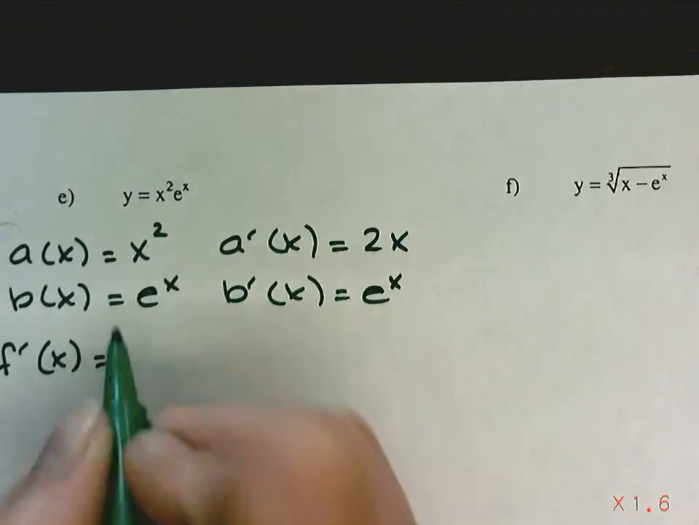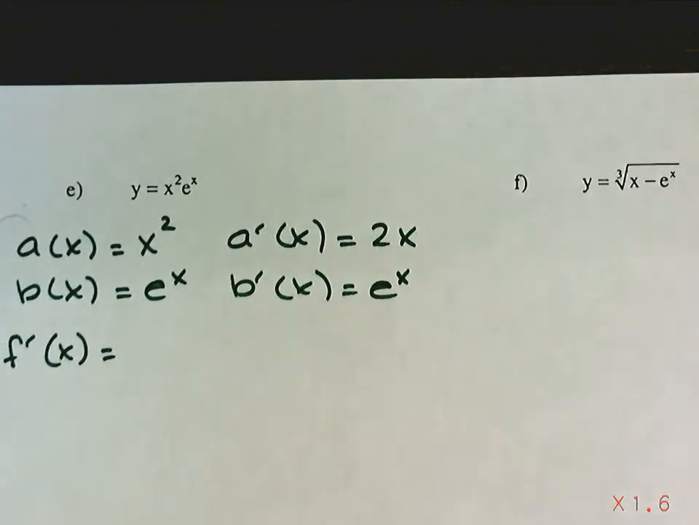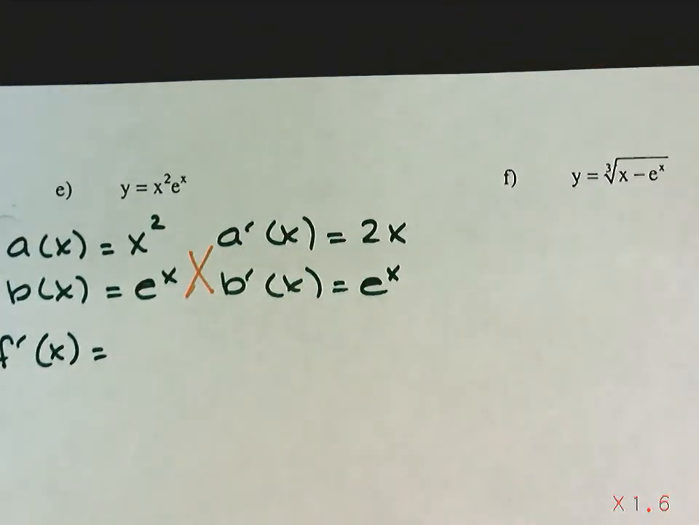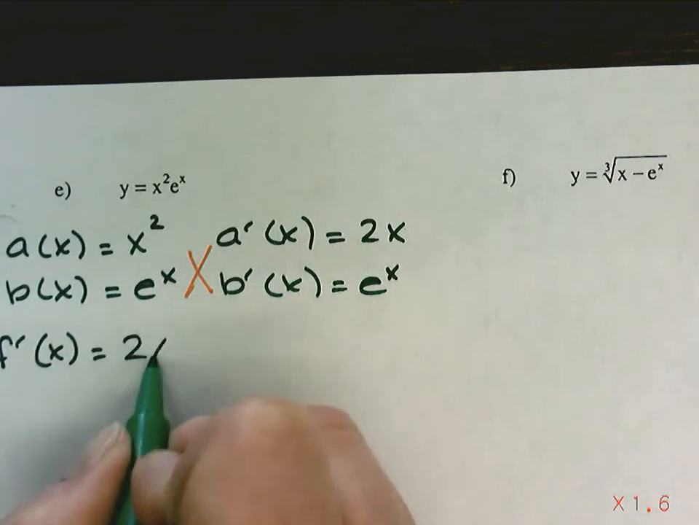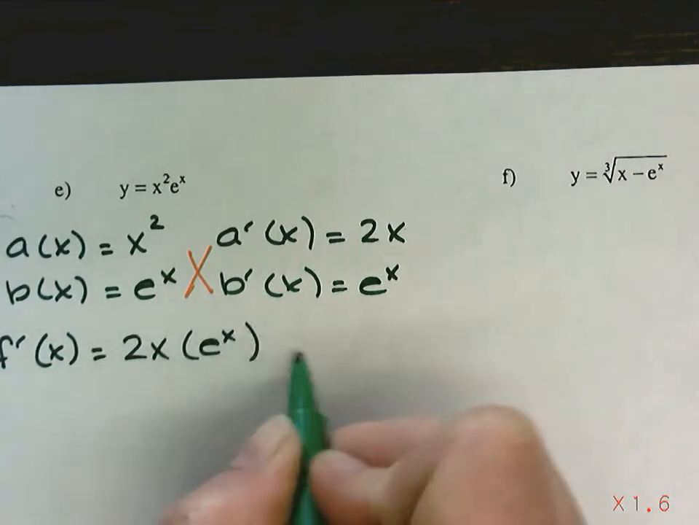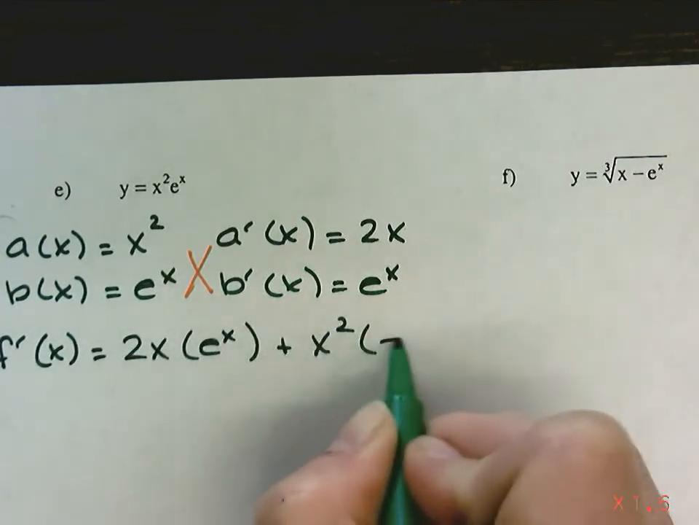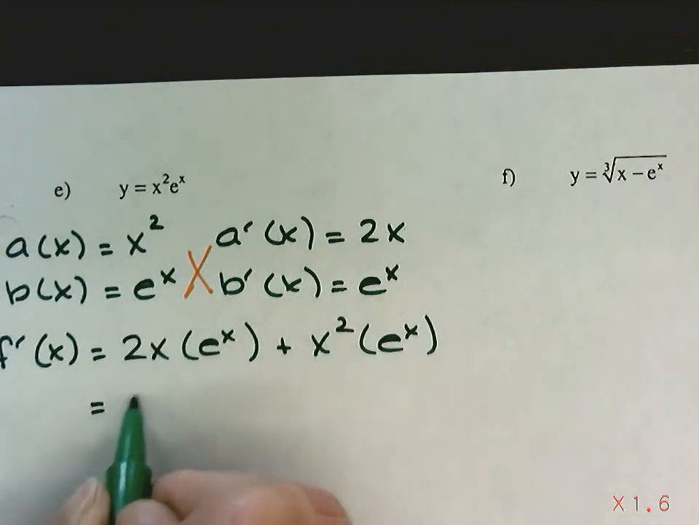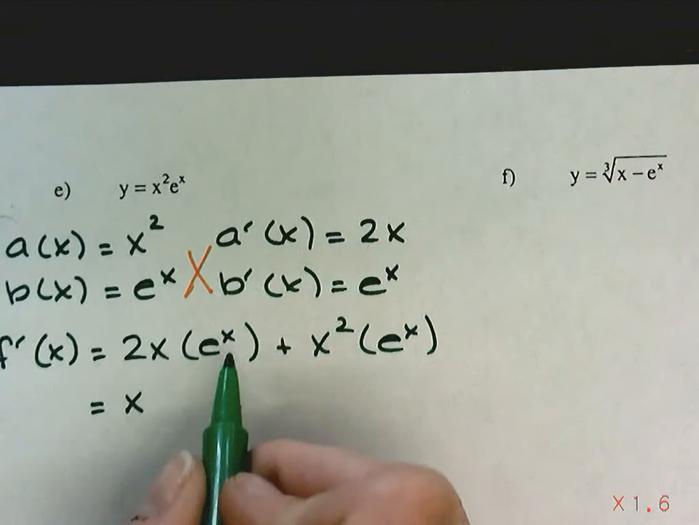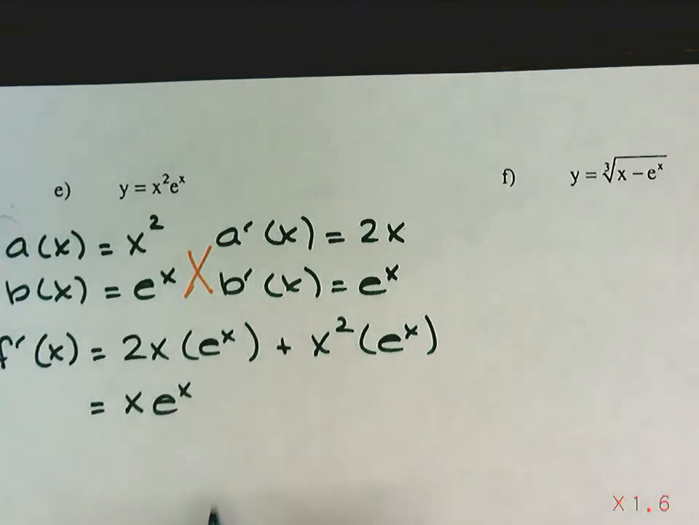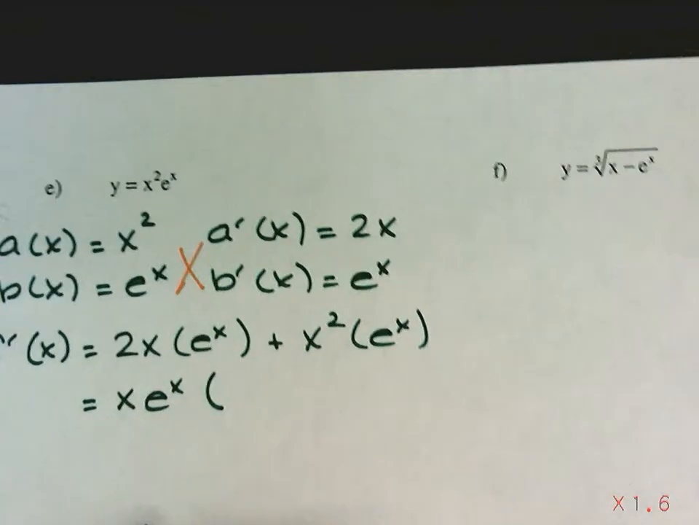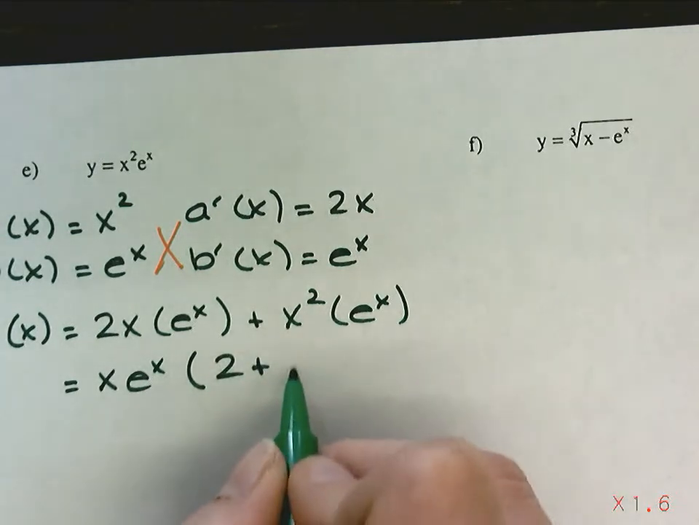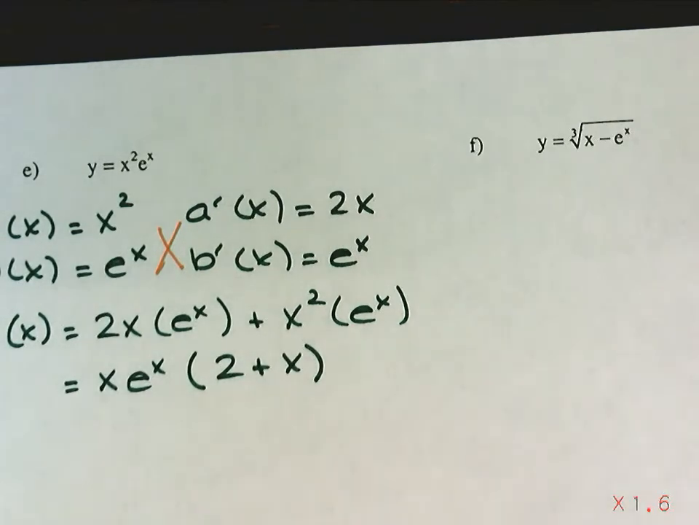So f prime of x will be 2x e to the x plus x squared times e to the x. I can factor out an x from both terms, and I can factor out an e to the x from both terms. From the first term, I'm left with a 2, and from the second term, I'm left with an x.